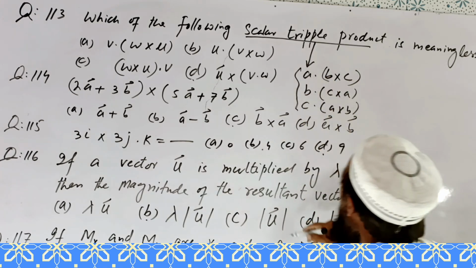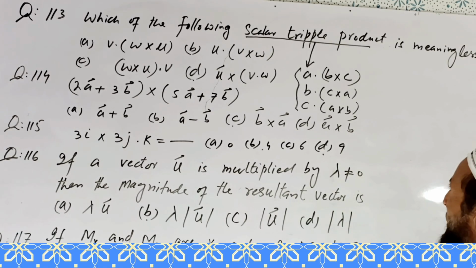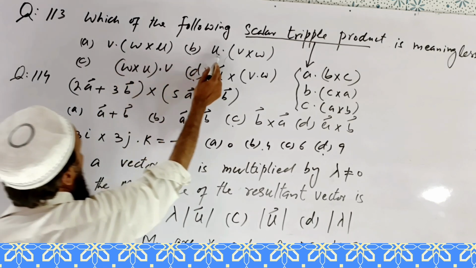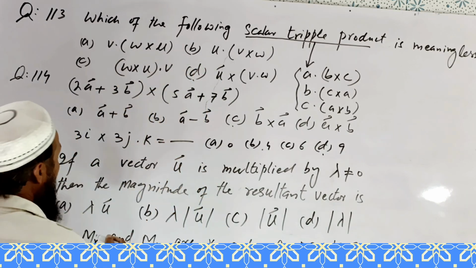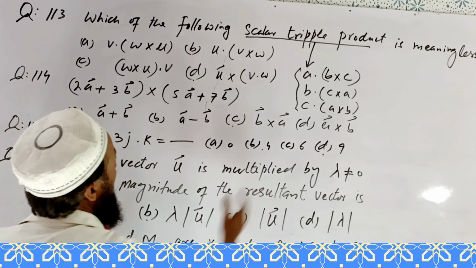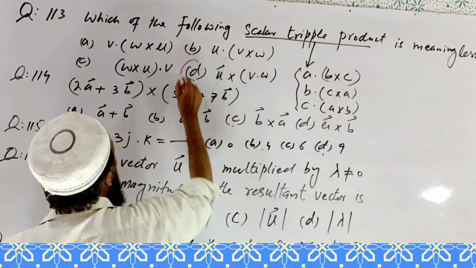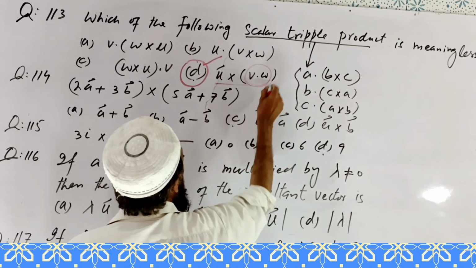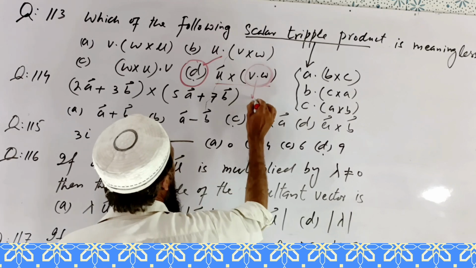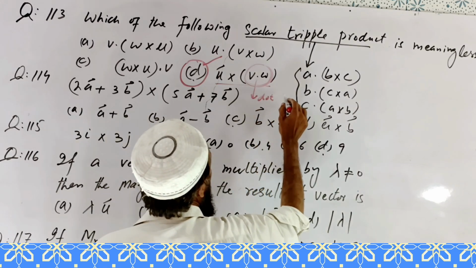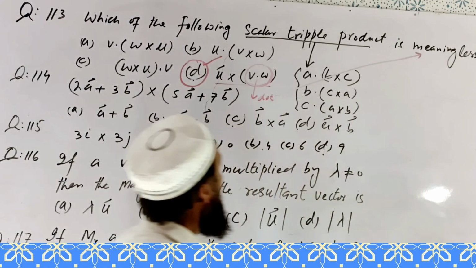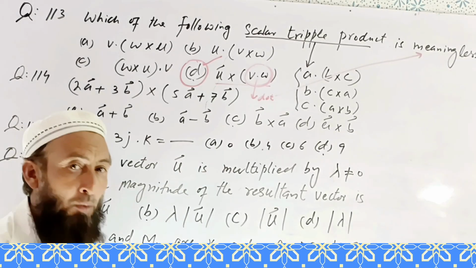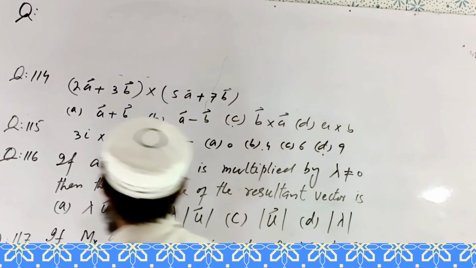These are the multiple values. If we apply this definition here, this is correct, this is correct, and this is correct, and D option is wrong according to this definition. So D is the correct answer, because according to this definition we cannot write V dot U. Actually this dot is meaningless, and here the dot is meaningless, so we cannot use the scalar triple product dot here.